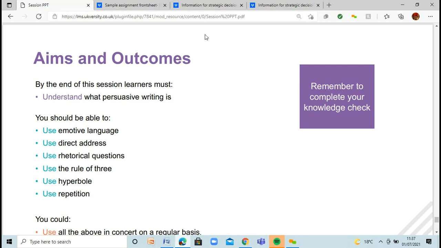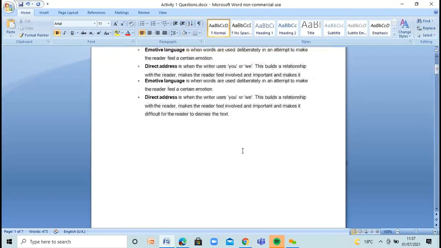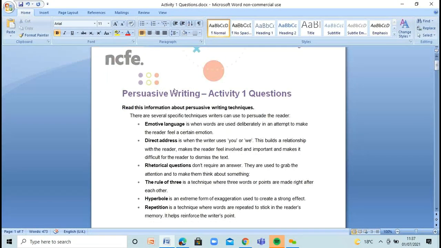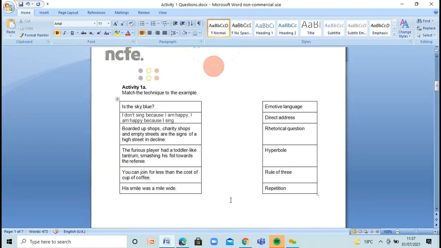So to practice this, I've got your homework here. Now, we just go on in the beginning of the homework. I've already emailed this to everybody. It just lets you know about all the emotive, direct address, and so on. Just to have a recap. Then we go down, and we're going to do activity 1A, where you're going to match the sentence to the language or the points over here.